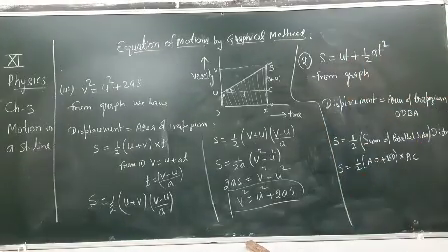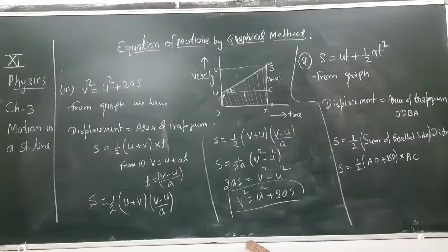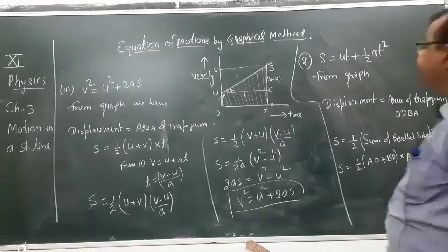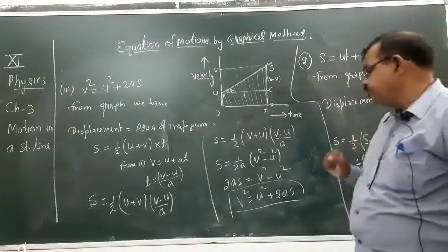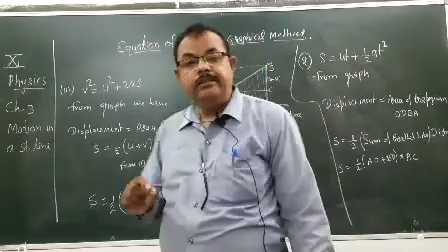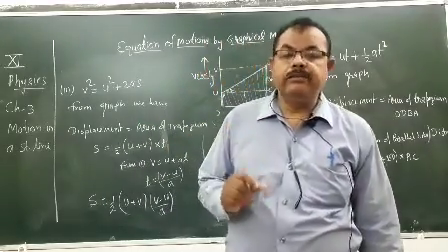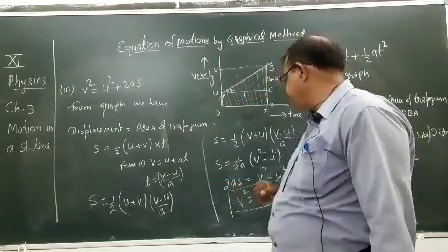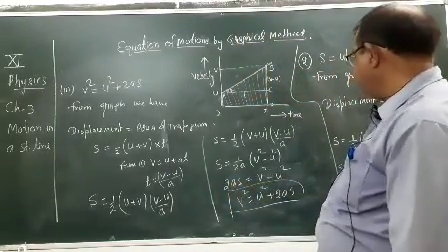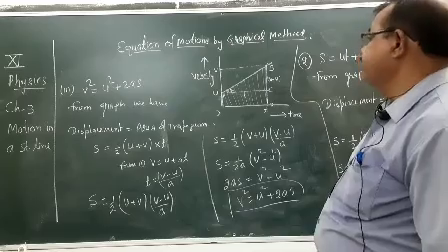Note this down. Yes, have you noted? So this is the third equation. We have explained three equations, first, second and third. First equation, V is equals to U plus AT, second S equals to UT plus half AT square, and third one this V square equals to U square plus 2AS.